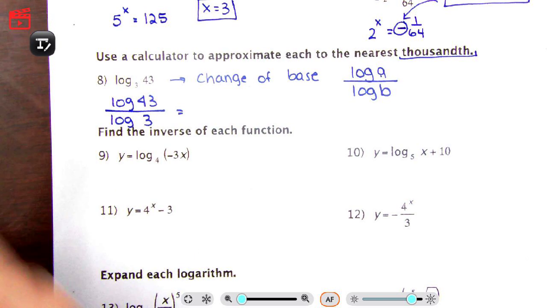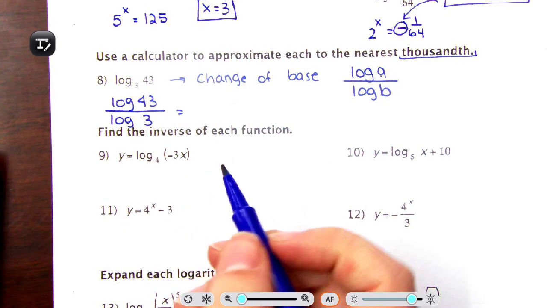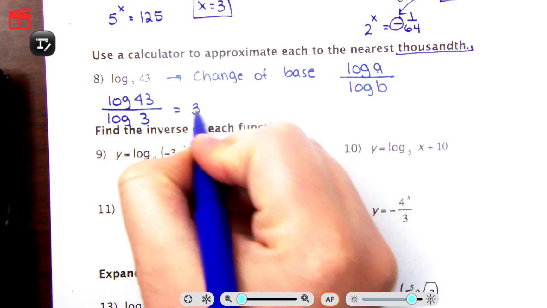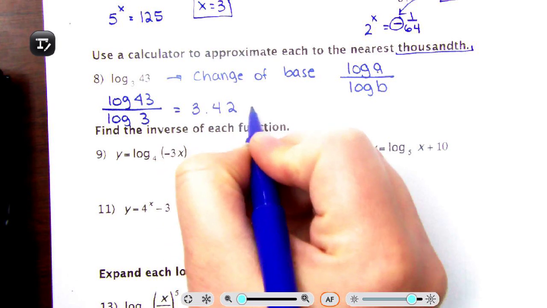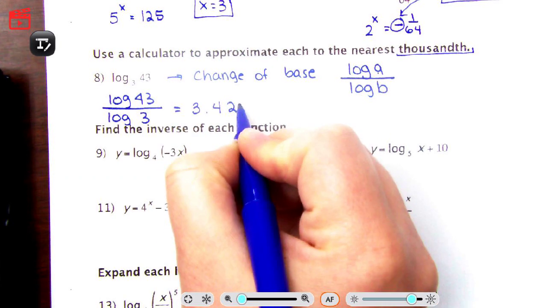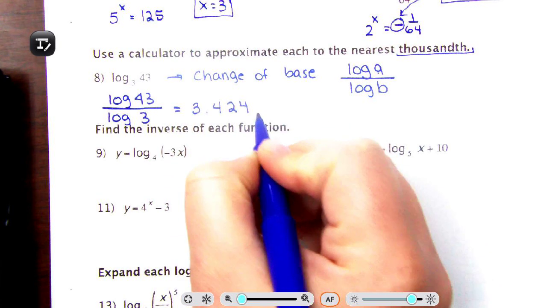So in my calculator, log of 43 divided by log of 3. And it's telling us to round to the thousandths place. So that means 3 decimal places. So here's 3.42. The next number is 3, but the one after that is 5. So round accordingly. This should be 3.424.